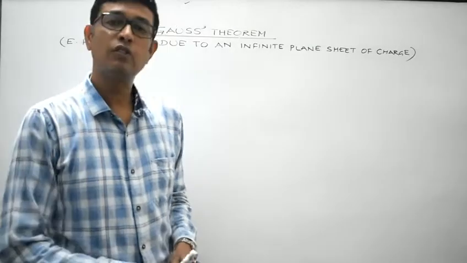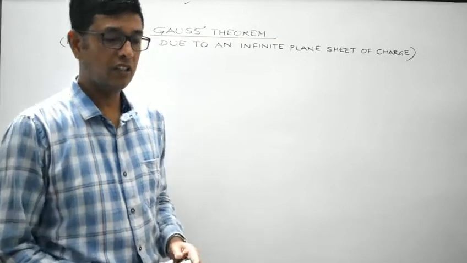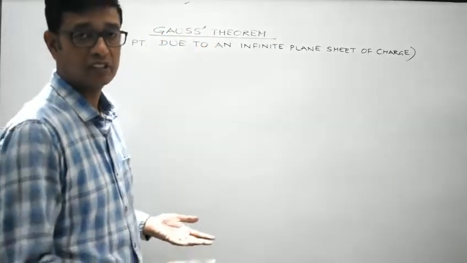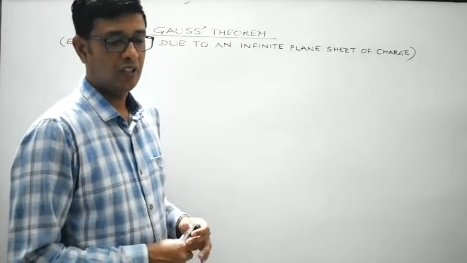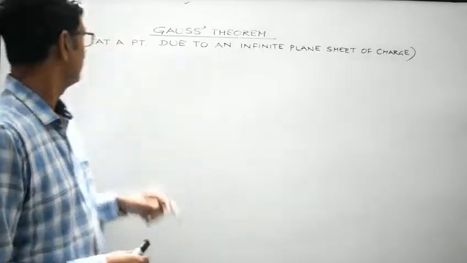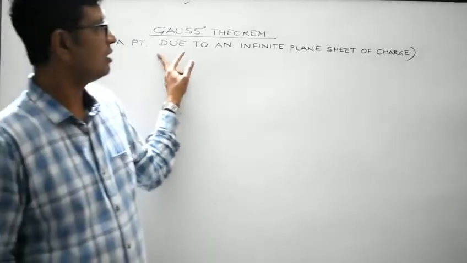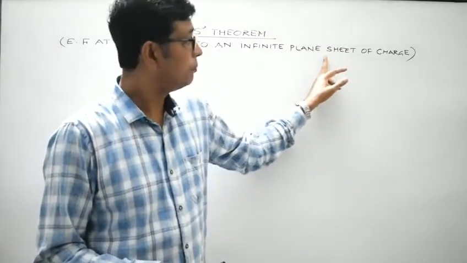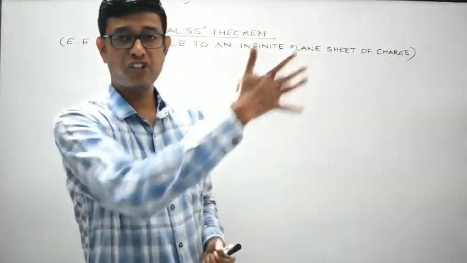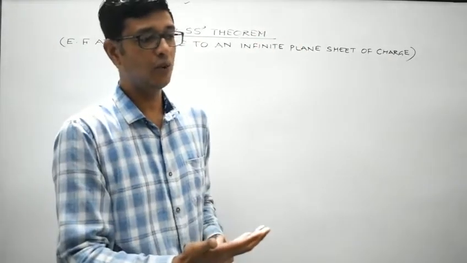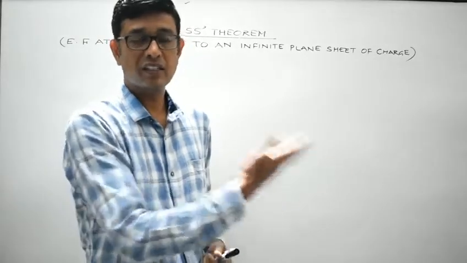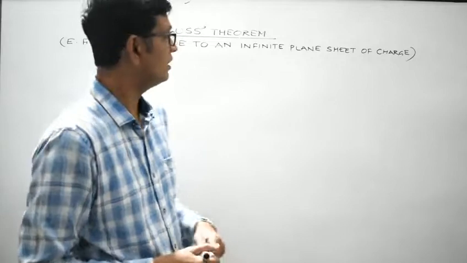Hello students, so continuing with the applications of Gauss theorem, in this episode we will discuss another application, and here we will try to find an expression for the electric field at a point due to an infinite plane sheet of charge. So what we will do is we will consider a sheet where charge is uniformly distributed over its area. So it is but obvious that it is a two-dimensional case, right?